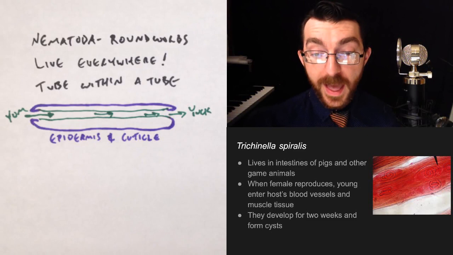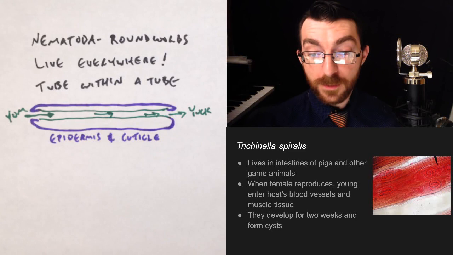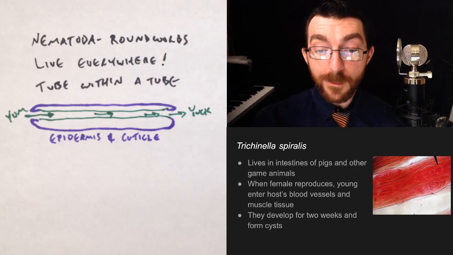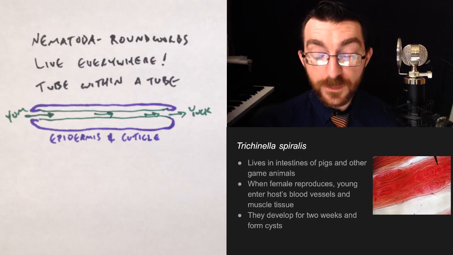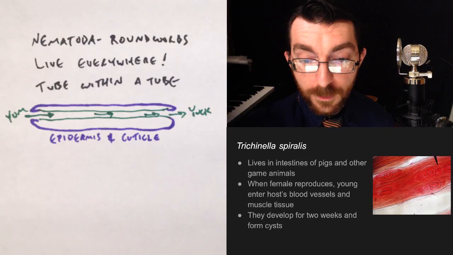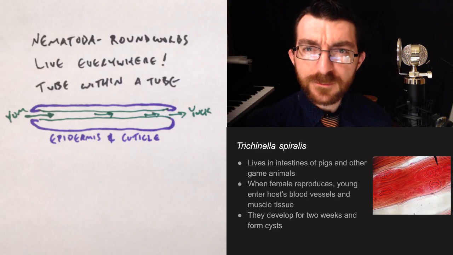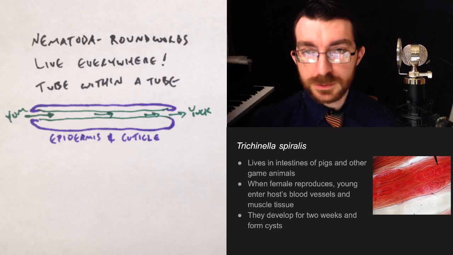And so when the female reproduces, the young of this roundworm enter the host's blood vessels and muscle tissue. It actually will enter into its muscles, and they develop for 2 weeks, and they form cysts. So you can see a picture there. It looks like little coiled up stuff inside of muscle. So this is a worm infestation, a parasitic worm that something like a pig might have.